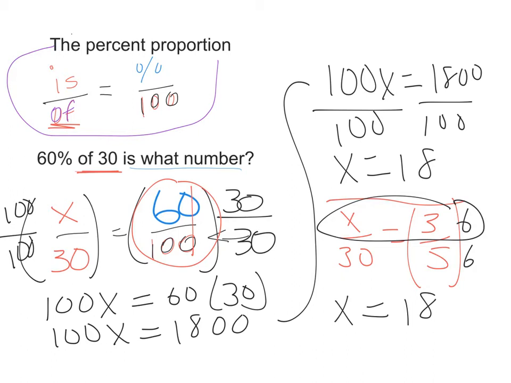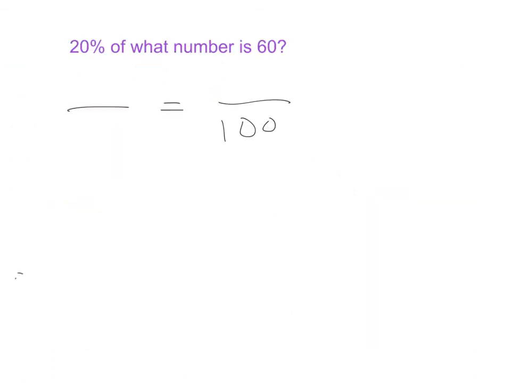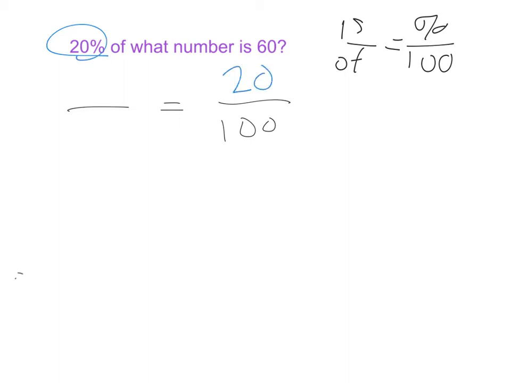Let's go to the next screen and the next problem. So here we have 20% of what number is 60. So in this case, remembering we have is over of equals percent over 100. We always take that percent and put it over 100. So now we have of what number and is 60. Of what number, we don't know what that is, so the x goes on the bottom. Is 60, we'll put that on the top.